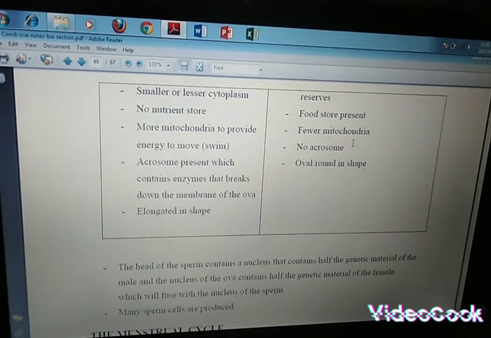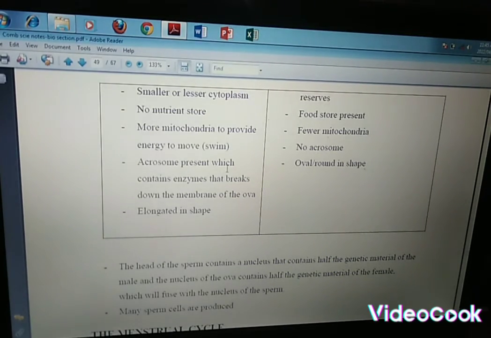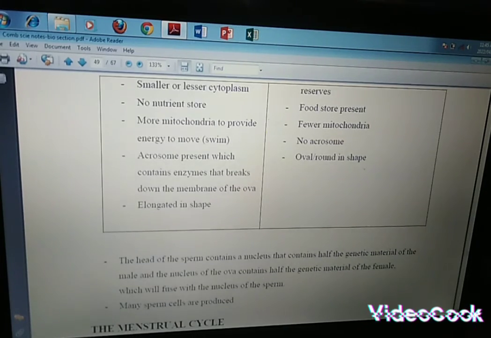And then the ovum has got fewer mitochondria. The sperms have acrosomes, which are present. These contain enzymes that break down the membrane of the ova. The ova does not have any acrosomes. The sperm is elongated in shape, but the ova is oval or round in shape. I'm sure even the name can tell you, right?